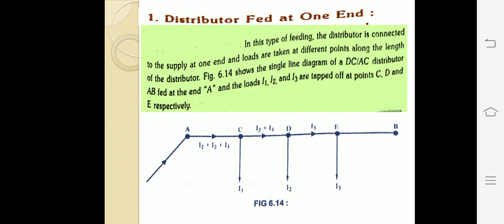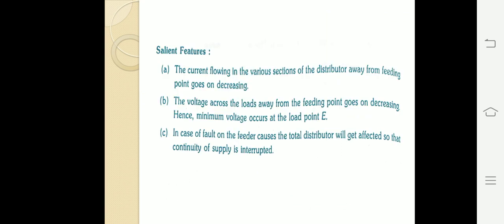In this type of feeding, the distributor is connected to the supply at one end. The loads are taken at different points along the length of the distributor. AB, and the feeding end is A. Distributor fed at the end A, and the loads I1, I2, I3 are tapped off at points C, D, E respectively. See the salient features.